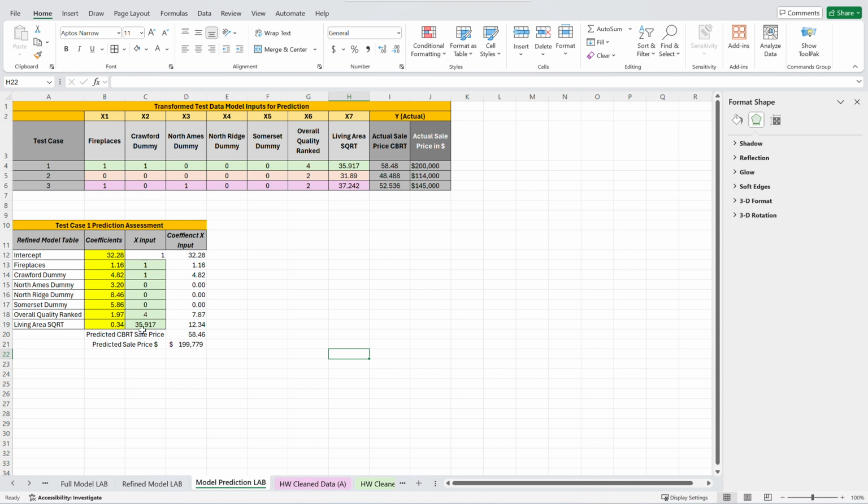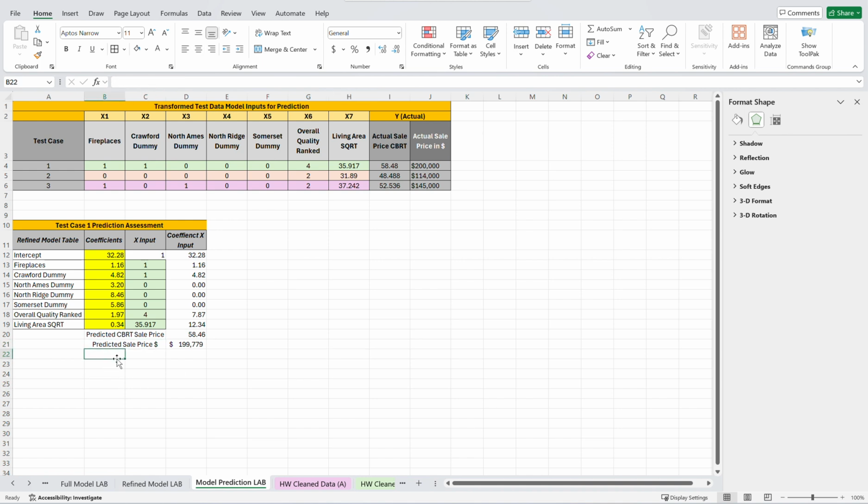So that's again our cube root of sale price value and our predicted sale price. Now, if you see a series of hashtags, it just means that the cell is not wide enough to display the full data. So you can either widen the cell or reduce the decimal places, just make sure it's nice and neatly formatted.